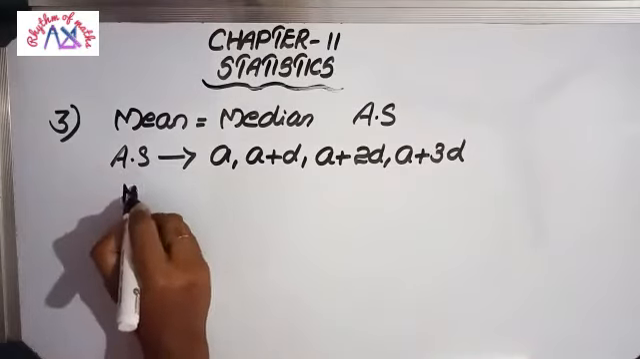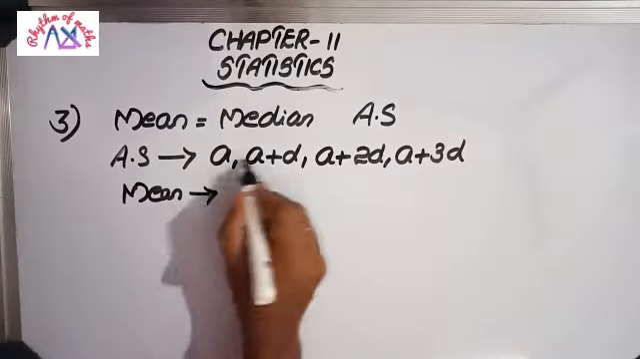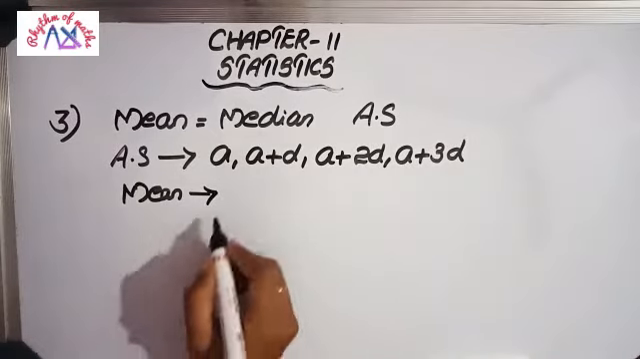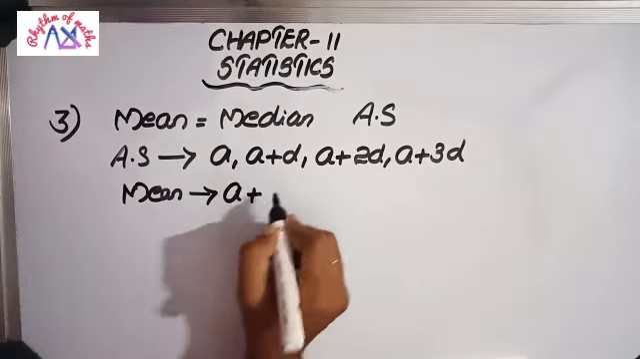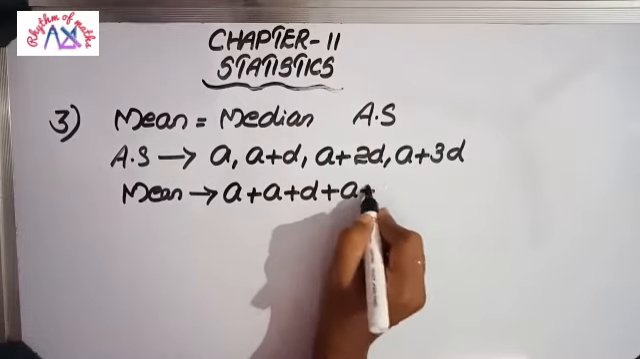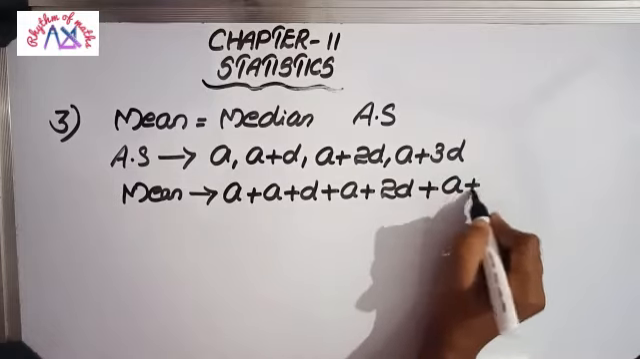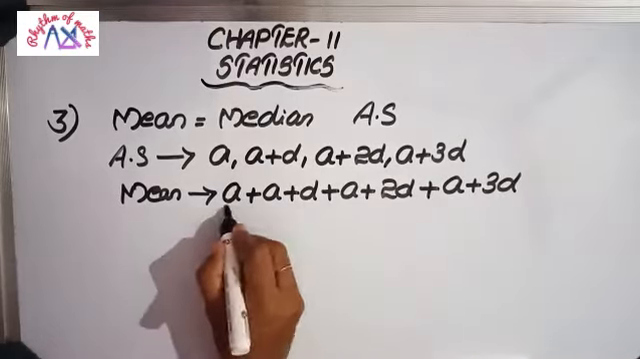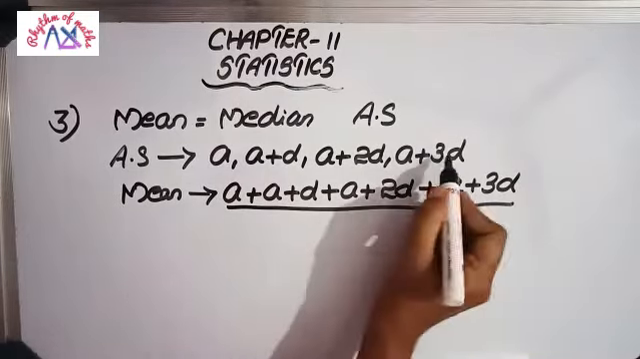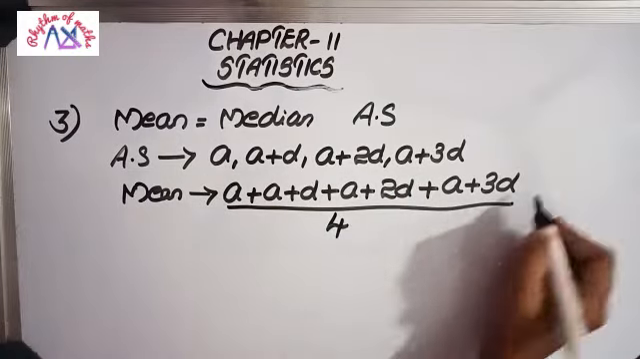Now mean is equal to what? Mean of these numbers is the sum of all of these divided by the total number. That means A plus A plus D plus A plus 2D plus A plus 3D, whole divided by how many observations we considered: 1, 2, 3, 4. Total 4 observations.